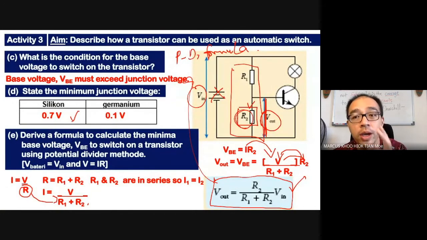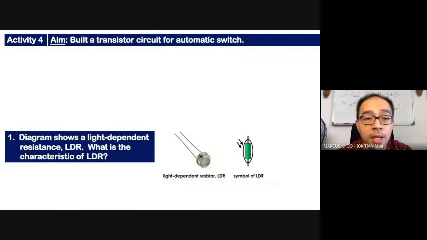Now we're going to look at two circuits, two very important circuits that deal with automatic switches. Just keep in mind: the voltage must be more than the junction voltage.